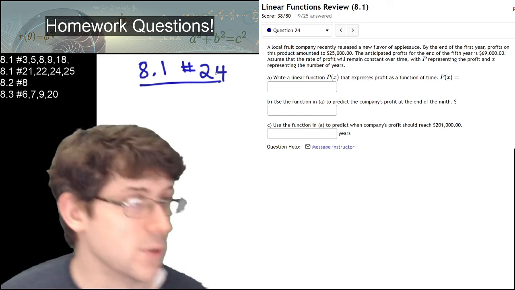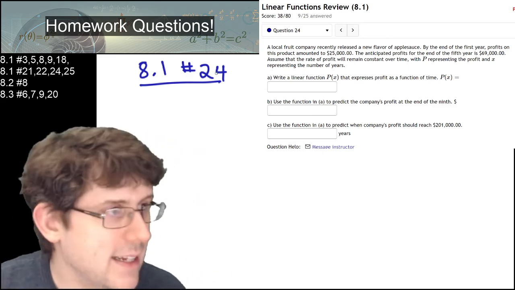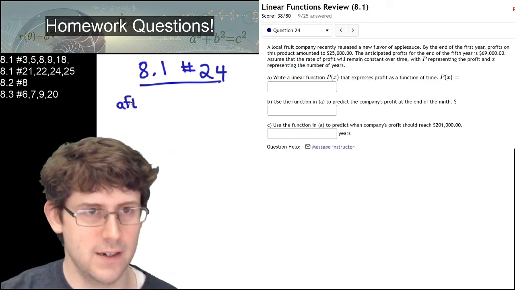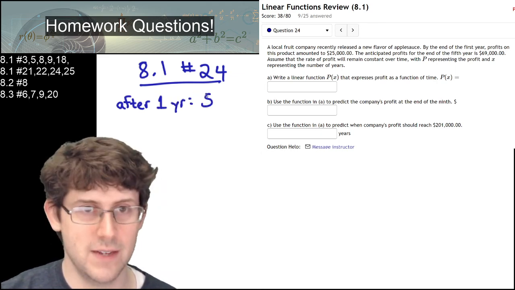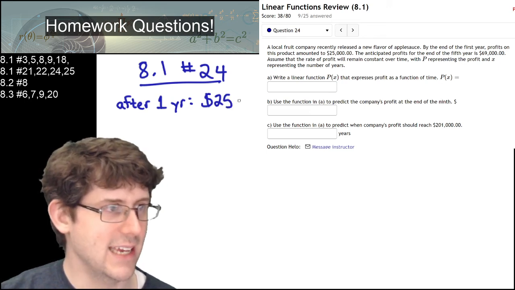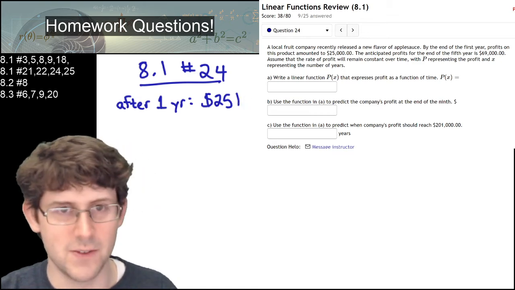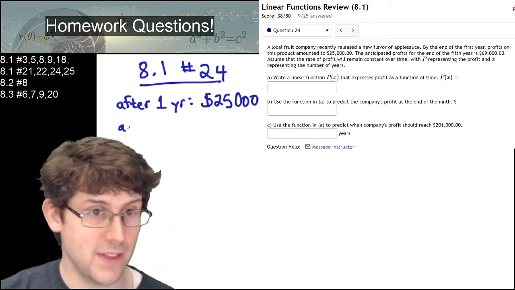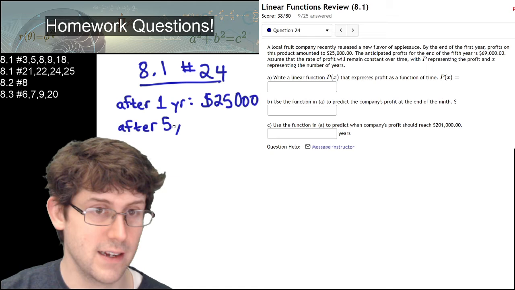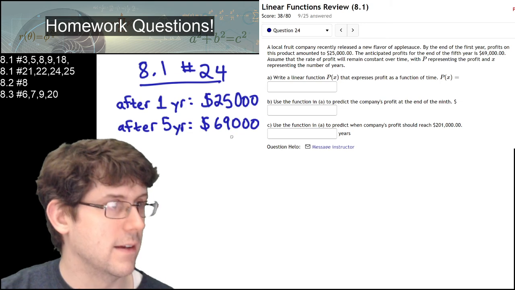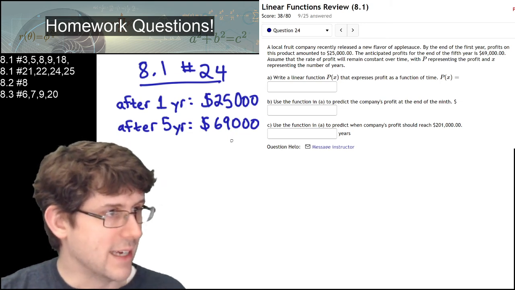Number 24 says there's a fruit company. They released a new flavor of applesauce. By the end of the first year, oh dear. Okay, that seems weird. After 1 year, the profits were $25,000. Are you okay with me writing K? I want to write K instead of dealing with huge numbers. I don't know. I'll just write 25,000. The anticipated profits for the end of the 5th year is $69,000. Assume that the rate of profit will remain constant over time.